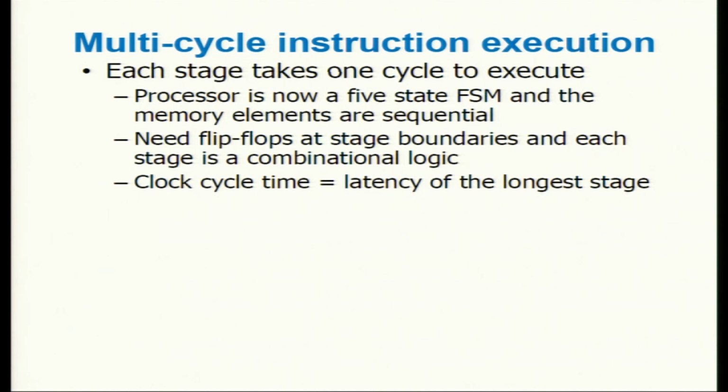So now what we can do is divide each stage into different cycles. Essentially that's called multi-cycle instruction execution. The processor is now a 5-stage finite state machine, so every stage becomes a state machine. I'll show you pictorially what it looks like. The memory elements are sequential, so they will be built out of flip-flops, and the cycle time is equal to the latency of the longest stage.